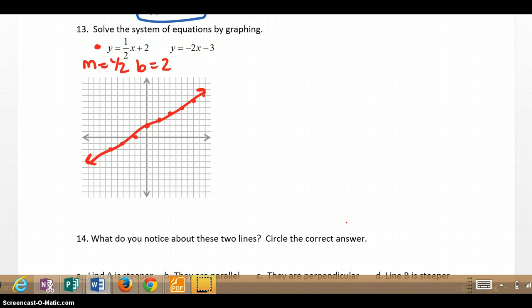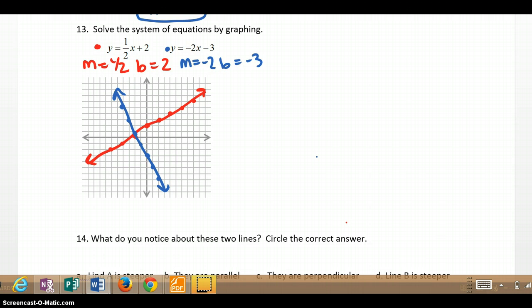And then I'm going to start with my second equation in blue. So our slope is -2 and our y-intercept is -3. So I'm going to go down 1, 2, 3. We can go down 2 over 1, down 2 over 1, or up 2, left 1, up 2, left 1. And we connect our points.